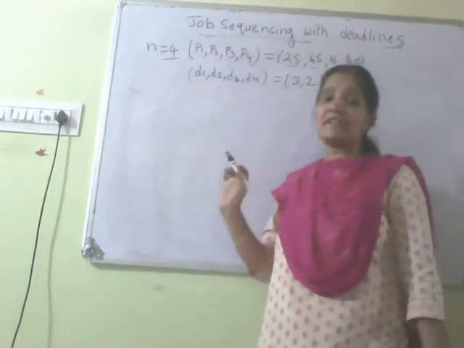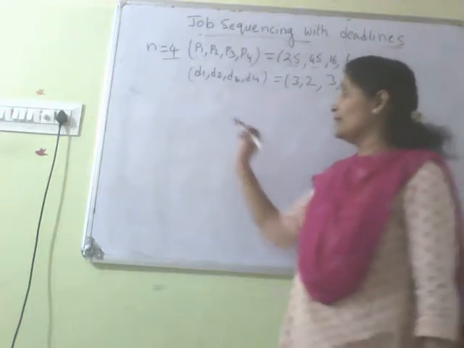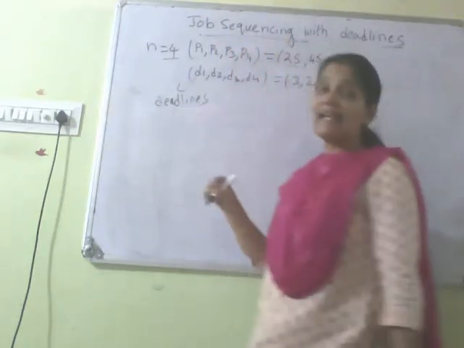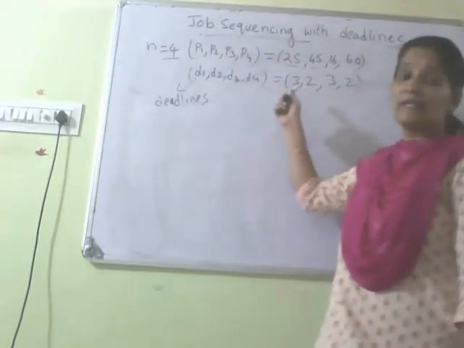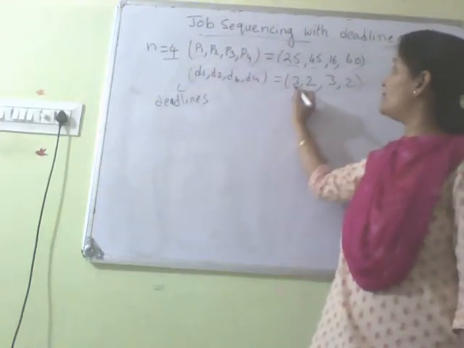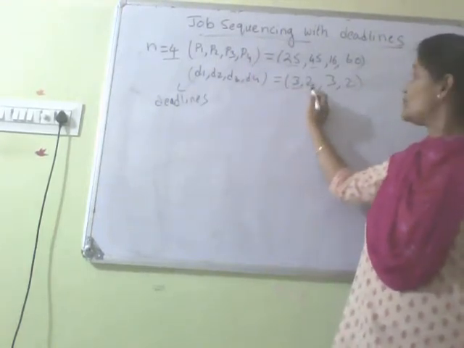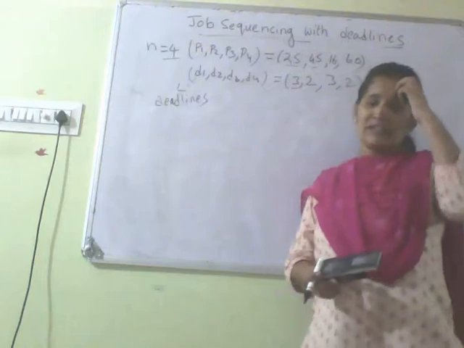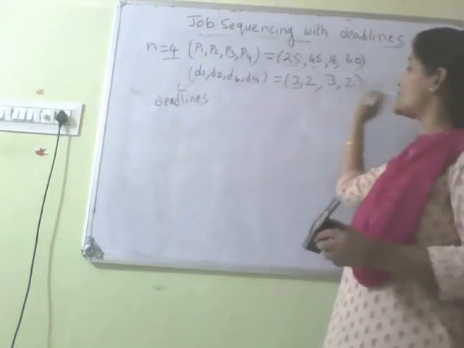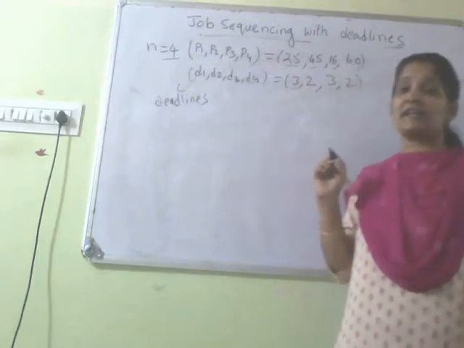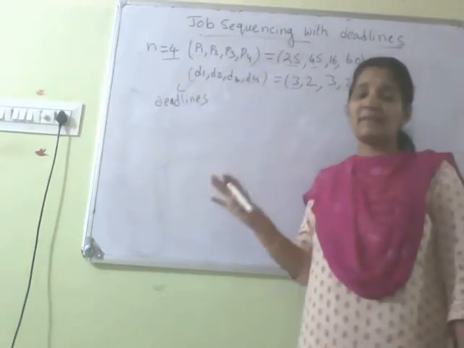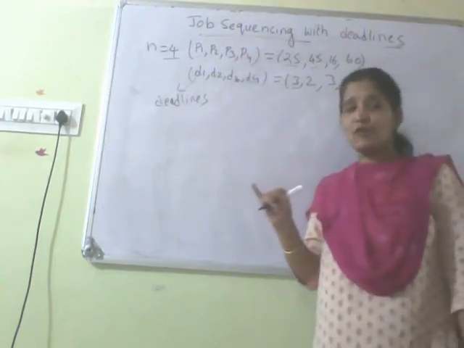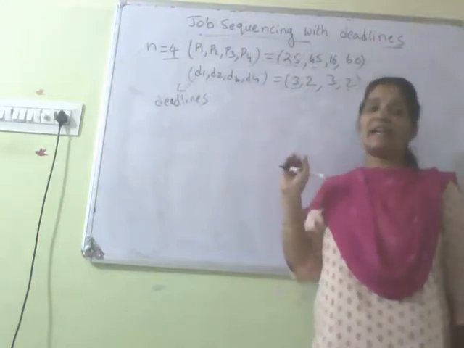Now, the other thing which is given is D1, D2, D3, D4. These are the deadlines. Deadlines are given to us. To complete the first job, the deadline given is 3, 2 for the second, 3 for the third, and the fourth deadline is 2 here. So these are the deadlines which are given. Here we will take some assumptions, and I hope up to here it is clear. Three things are given: the number of jobs, the profits, and the deadlines.